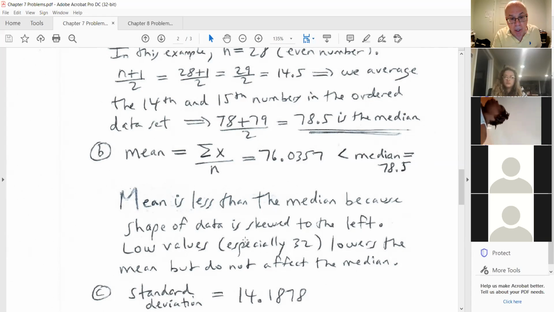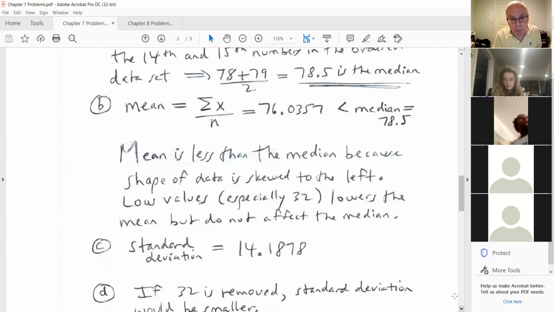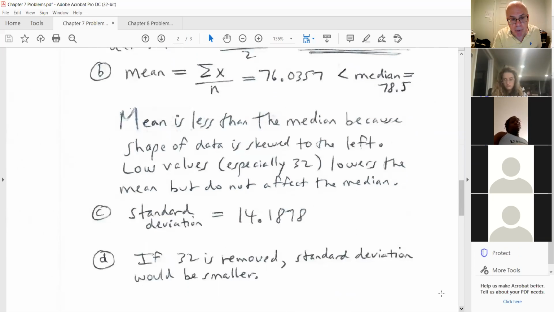And the reason for it, this unusually small value of 32 is making the mean smaller. It does not affect the median, so the mean will become lower than the median because of this low value of 32. Now, the standard deviation, there's a formula for it. It's at the end of the chapter.